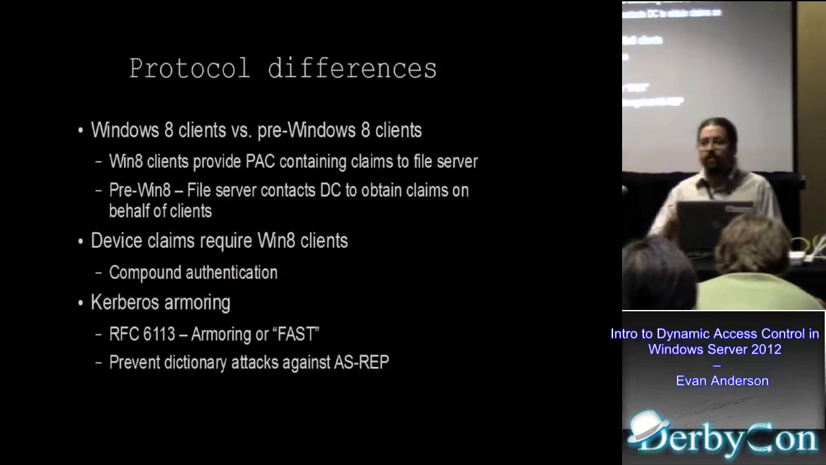Windows 8 clients get their claims from the DC and pass them to a file server. Windows 7 clients, XP clients, they can't do that, so the file server will go get their claims for them. The file server is Windows 2012, it knows about claims, so it'll do it. That's the difference. An 8 client gives its claims to the server. A 7 client says to the server, hey, I'm such a client. The server goes and gets the claims from the DC. That's how it works with down-level clients.